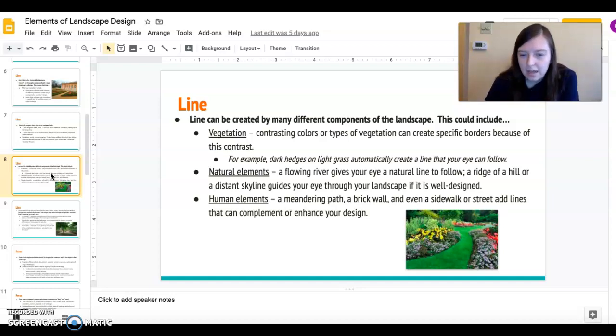You can kind of see that in that picture. It's really small, I'm sorry about that, but you can see where there's a clean dirt line across that whole pathway. Natural elements is the next one.